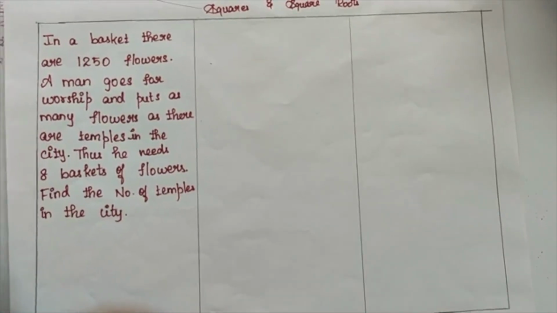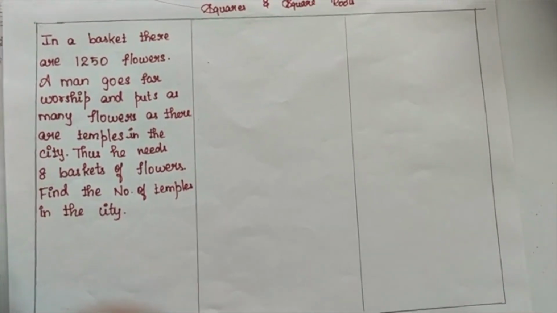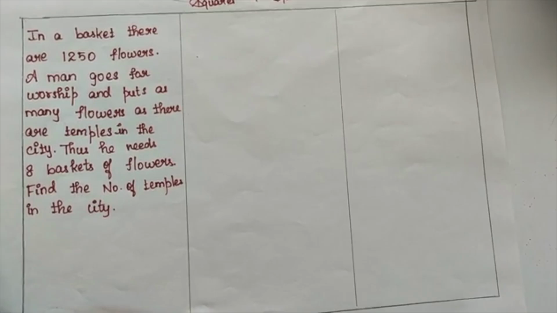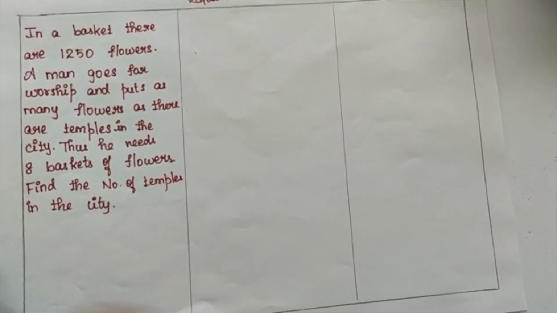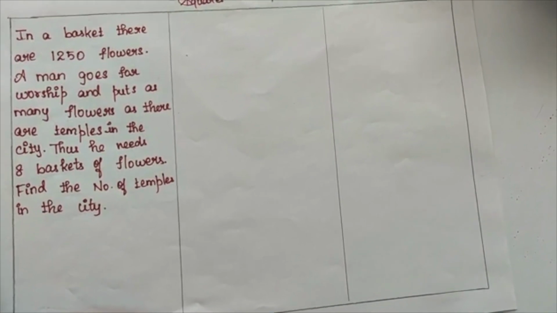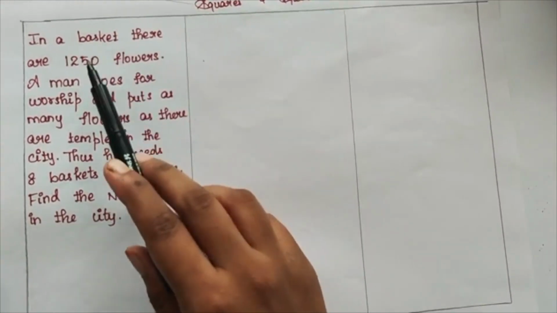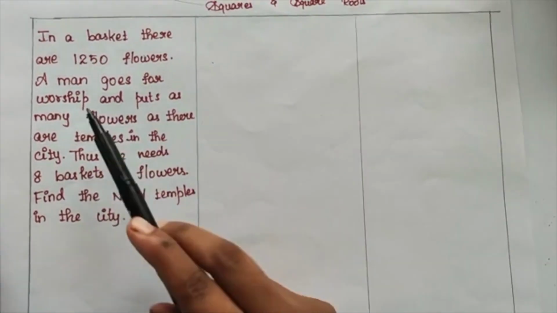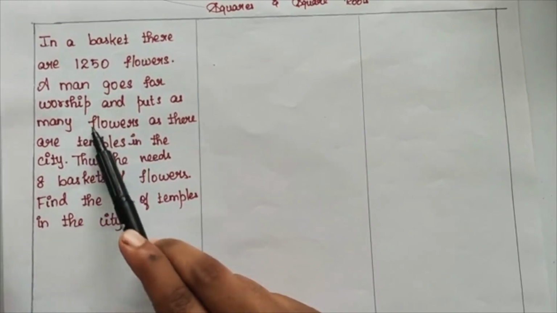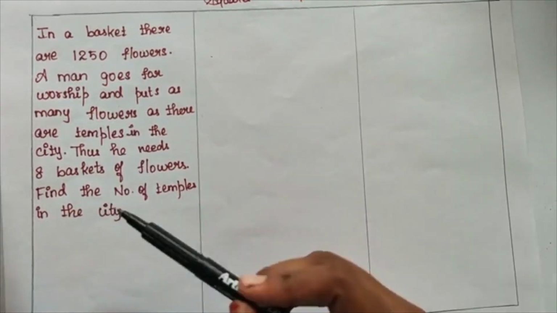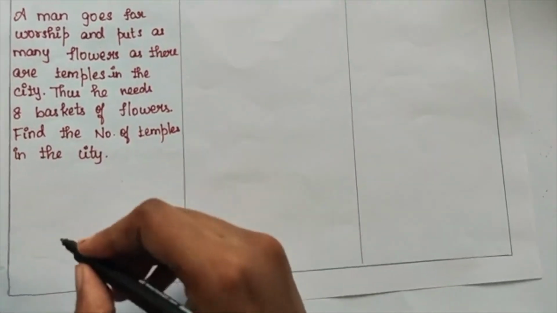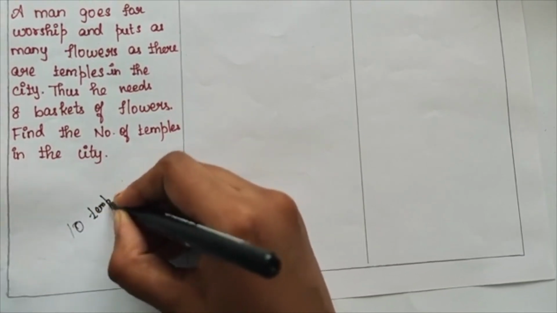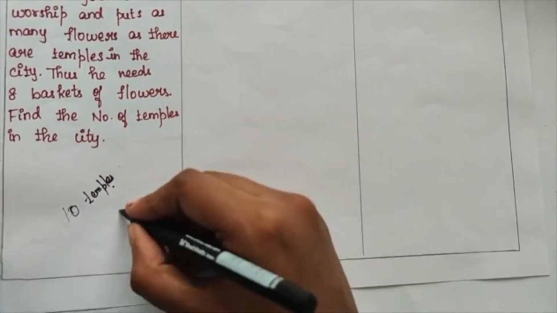In a basket, there are 1250 flowers. A man goes for worship and puts as many flowers as there are temples in the city. Thus, he needed 8 bags of flowers. Find the number of temples in the city. So, there is a basket of flowers. In one basket, there are 1250 flowers. A man goes to the temple and puts as many flowers as there are temples. Suppose there are 10 temples, then in each temple he puts 10 flowers.